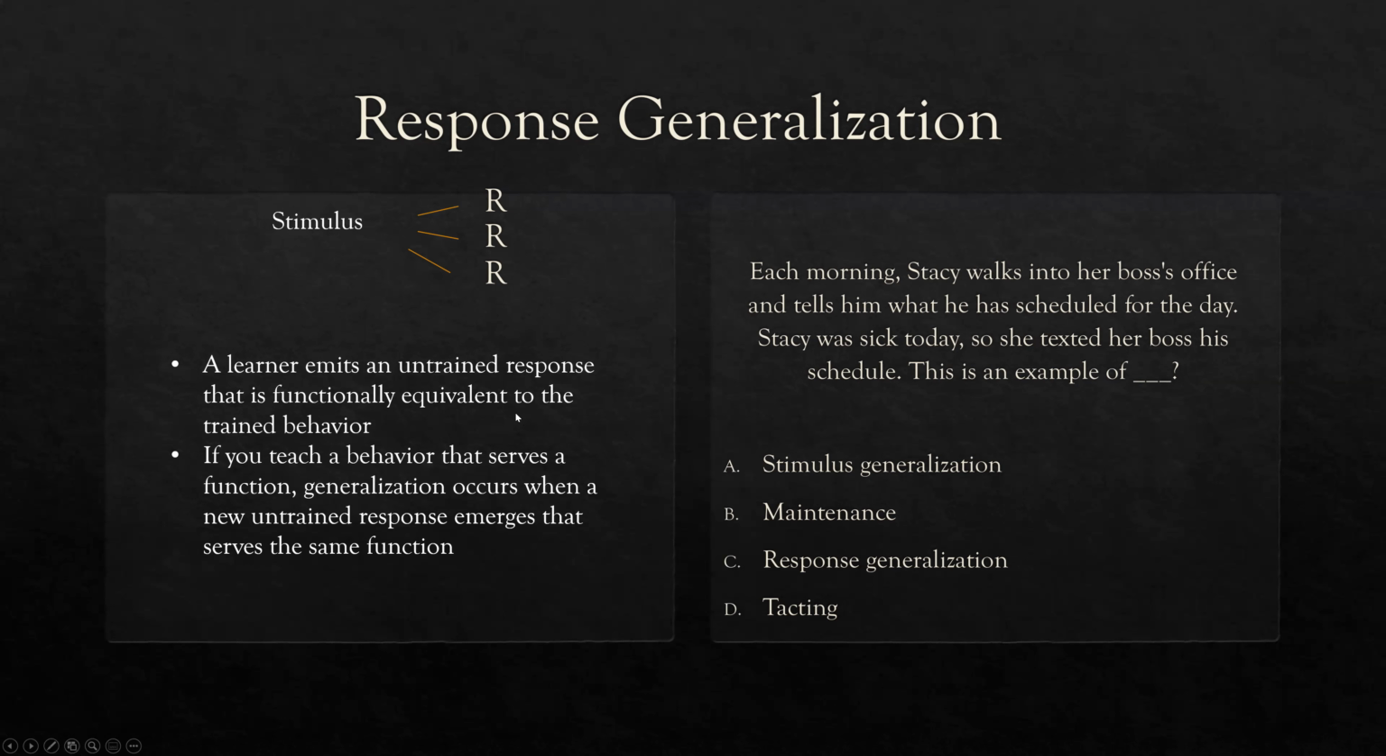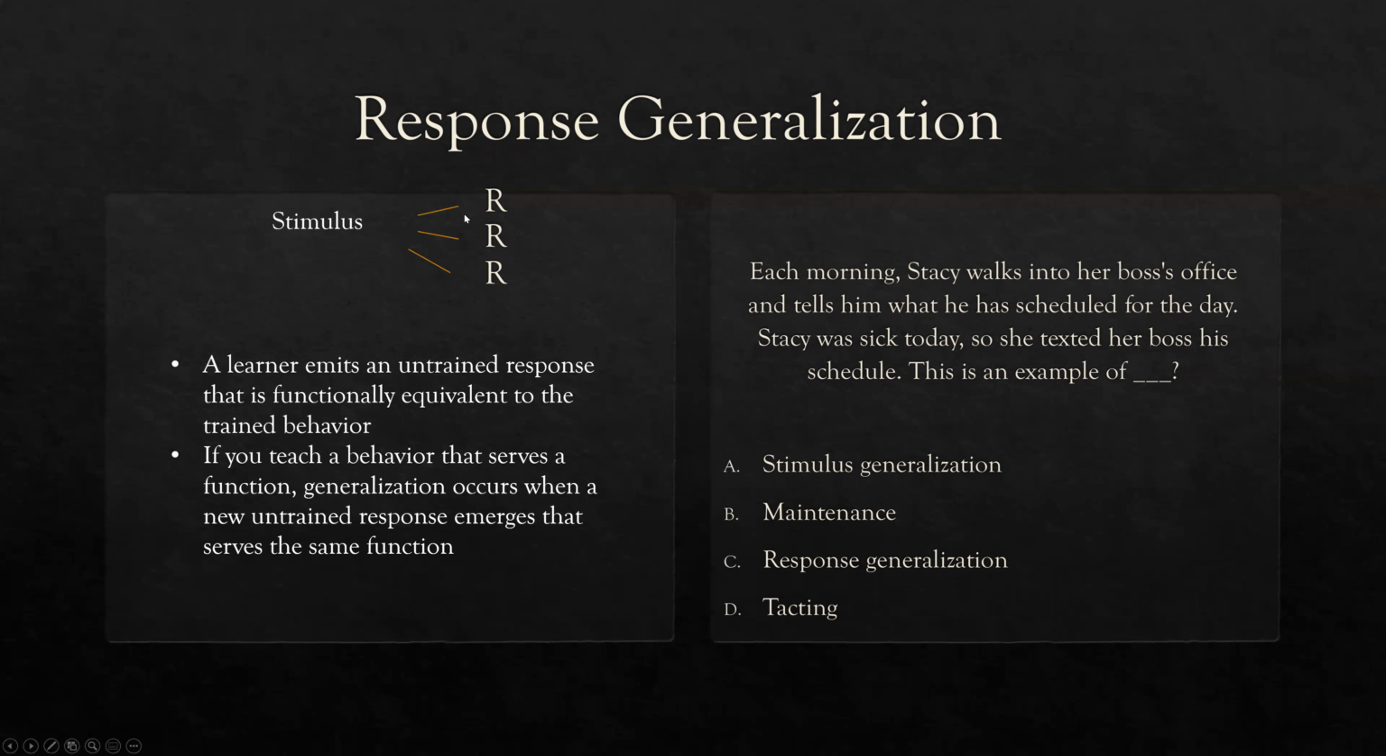If we have a person who's giving us a high five as a greeting, next time we see that person, maybe we say hello. Maybe we say, how's it going? Maybe we fist bump them. Maybe we give them a head nod. All these responses serve the same function. They're just generalizing. So again, a learner emits an untrained response that is functionally equivalent to the trained behavior.